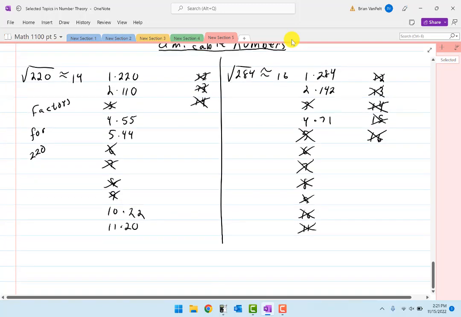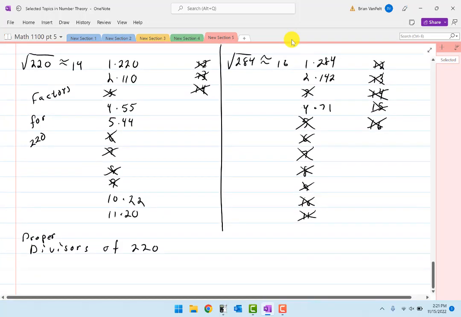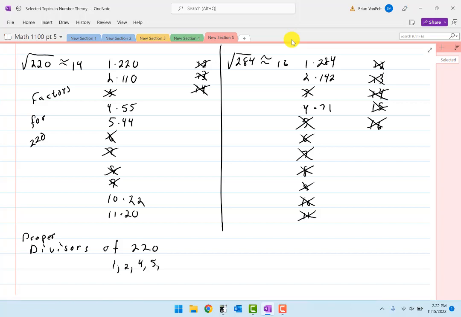Check this out. Look at the factors, or actually probably let's call them divisors. The proper ones, in fact. So the proper divisors of 220, we have 1, 2, 4, 5, 10, 11, 20, 22, 44, 55, and 110.